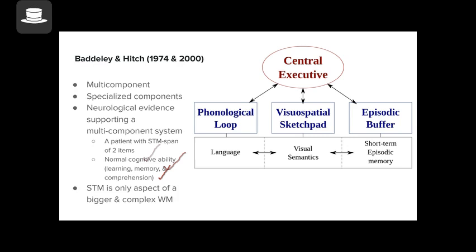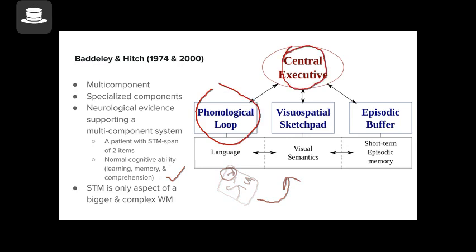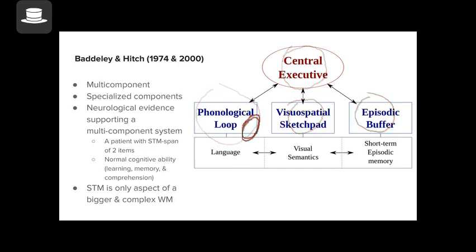Now, it's hard to explain with the simple conception of short-term memory, which can only hold two items at any given point of time, how this individual can normally perform cognitive abilities. A better way to explain would be to have a multi-component system. And short-term memory then is only one aspect of one of the components to hold some information at any given point of time. In other words, short-term memory is only one aspect of a bigger, more complex multi-component system.